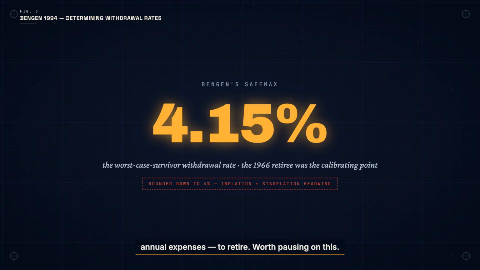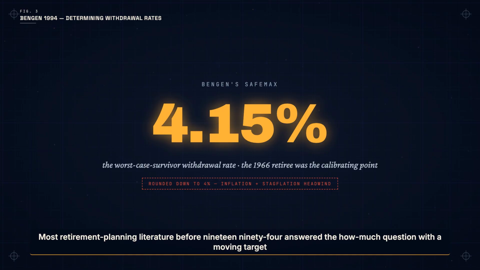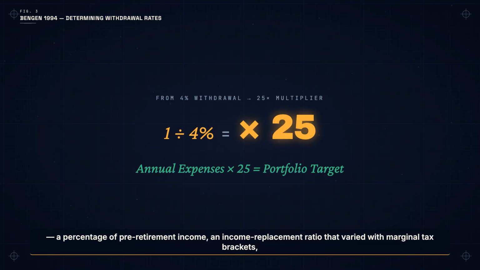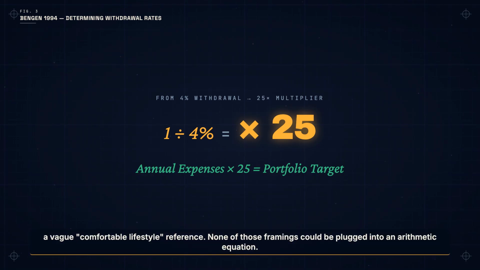Worth pausing on this. Most retirement planning literature before 1994 answered the how much question with a moving target, a percentage of pre-retirement income, an income replacement ratio that varied with marginal tax brackets, a vague, comfortable lifestyle reference. None of those framings could be plugged into an arithmetic equation.